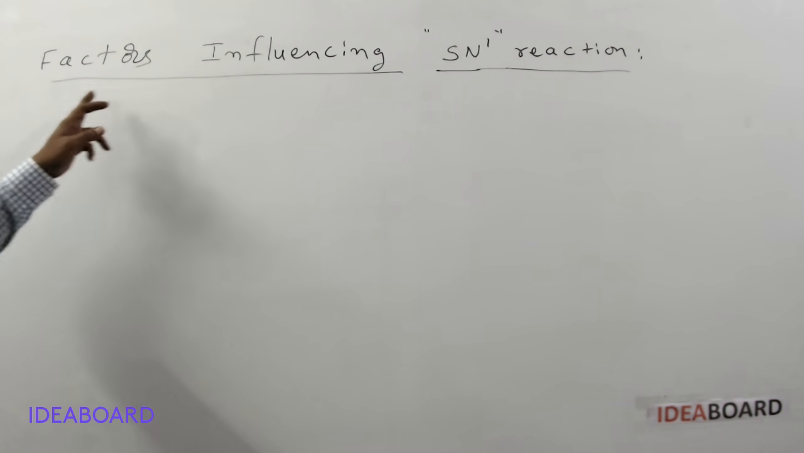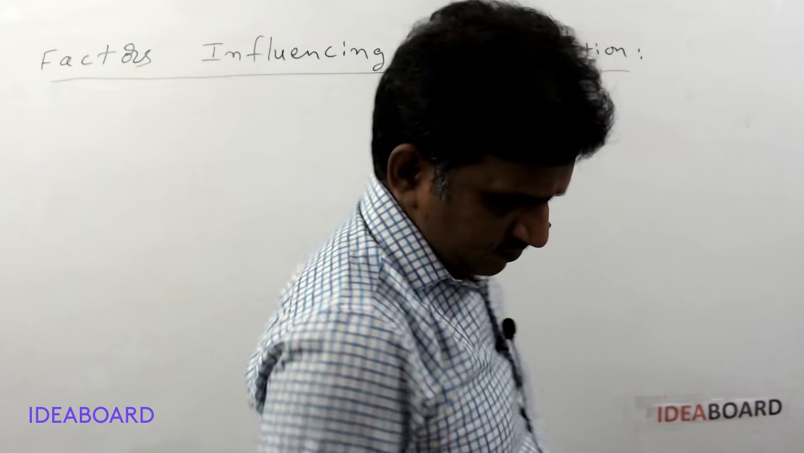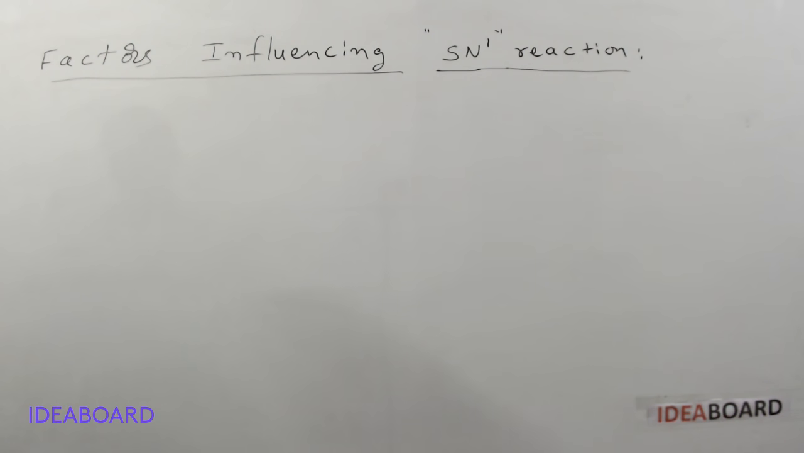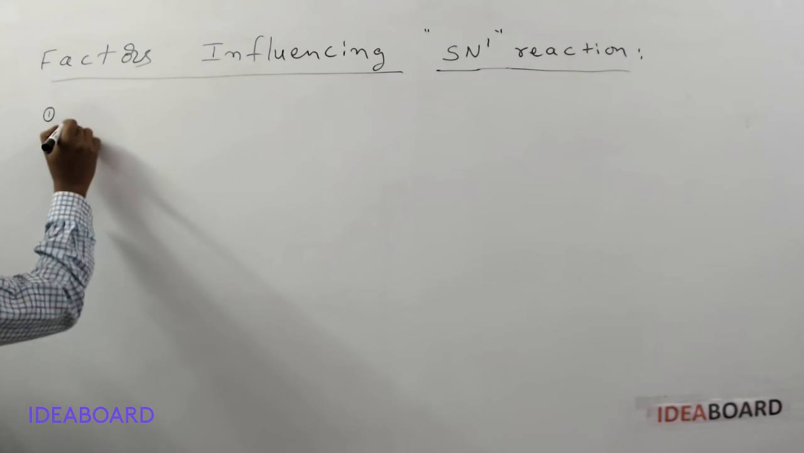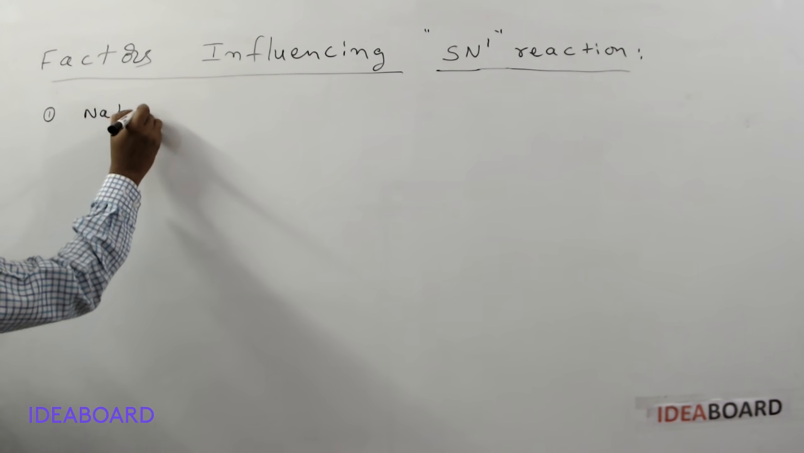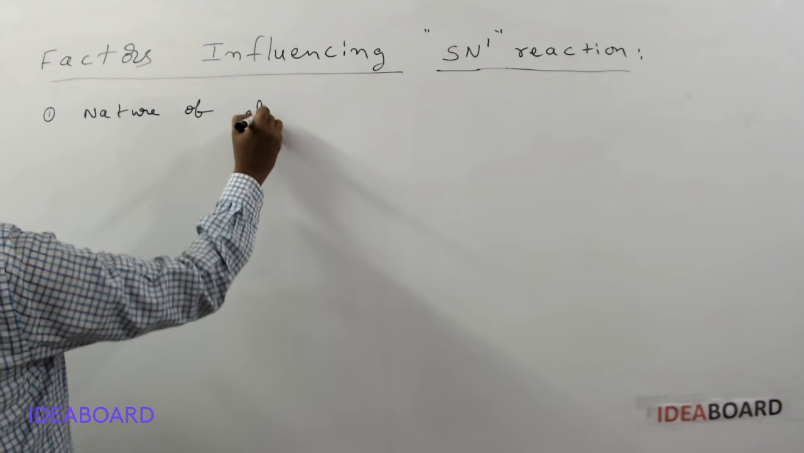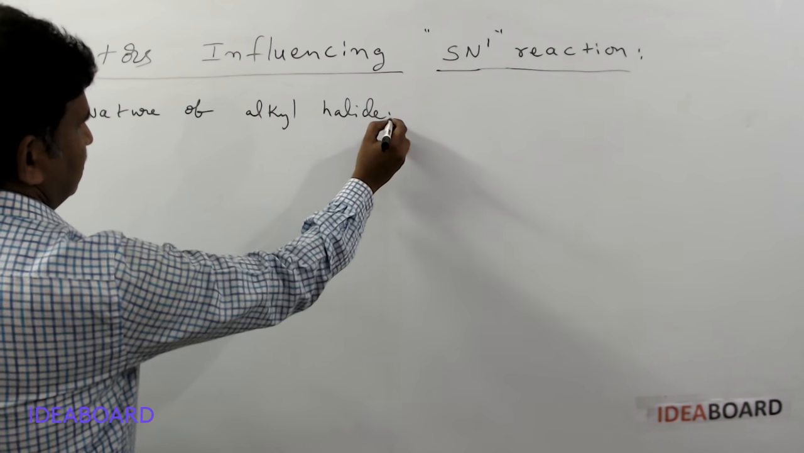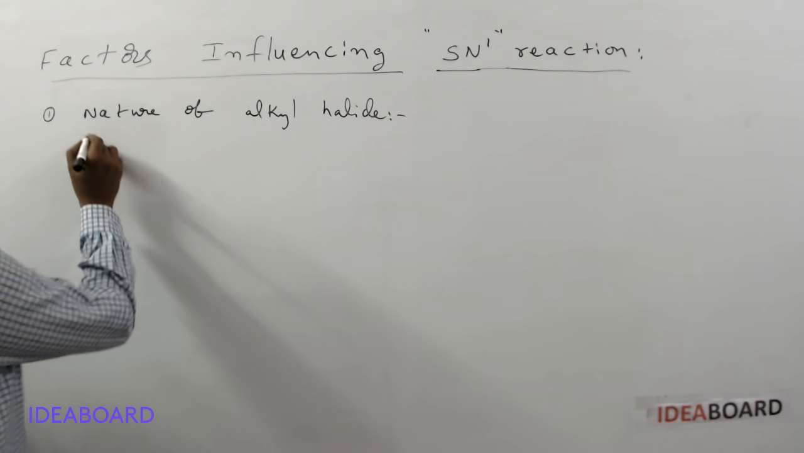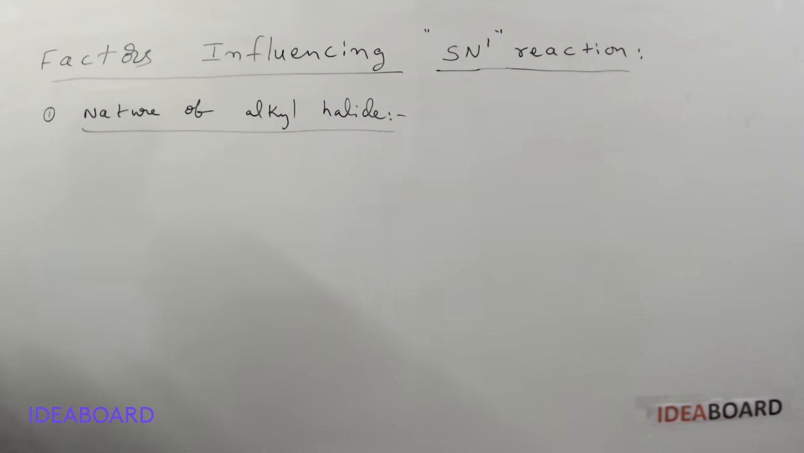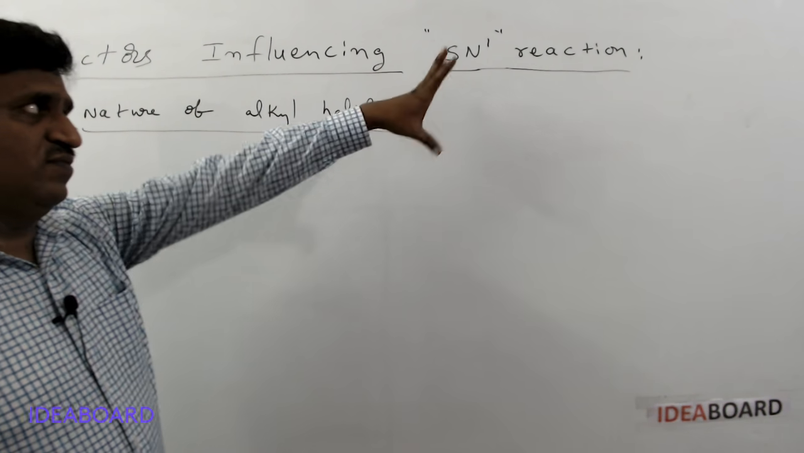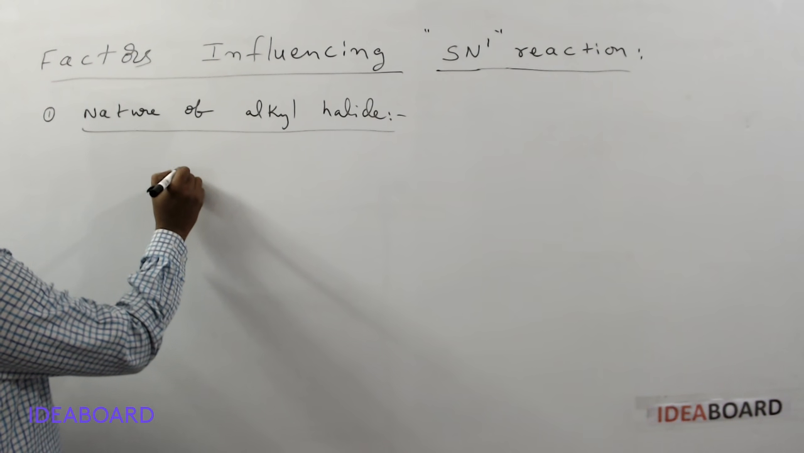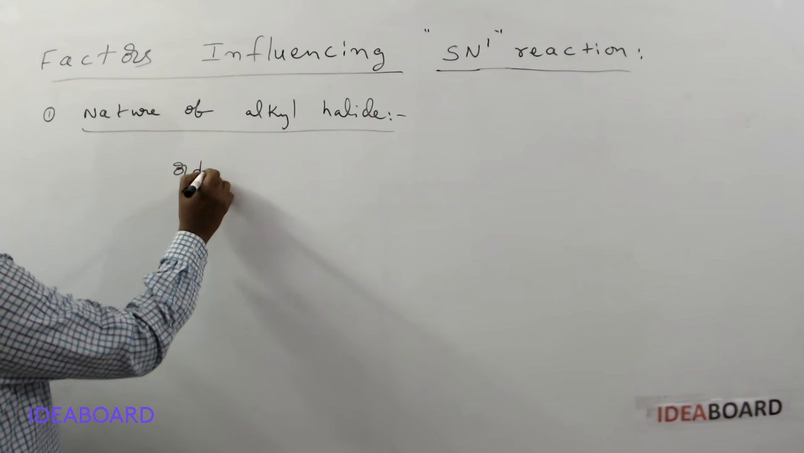Next, factors influencing SN1 reaction. There are some factors which influence the SN1 reaction. The first factor is the nature of alkyl halide. Generally, what type of alkyl halides is more favorable for SN1 reaction? And a very important thing is the order of reactivity.